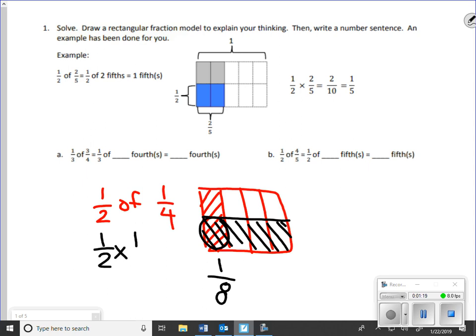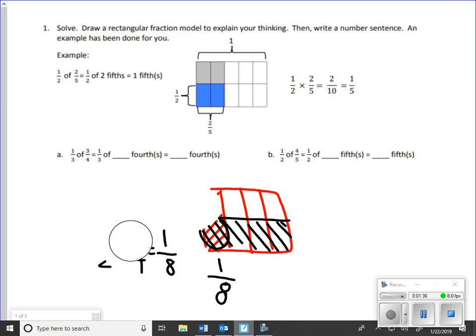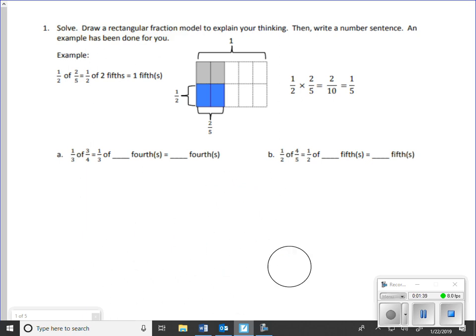Then with standard algorithm, 1 times 1 is 1, 2 times 4 is 8. They should match. So with these, they're doing a unit fraction times a non-unit fraction. And all non-unit means is that the numerator is not 1. Unit means the numerator is 1. Non-unit means the numerator is not 1. So the first one they did for you, 1/2 of 2/5.